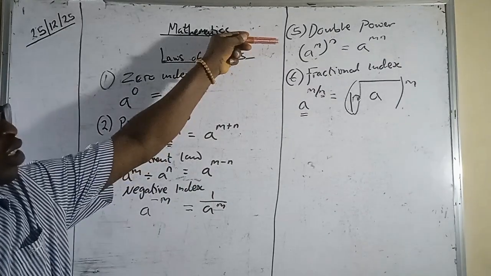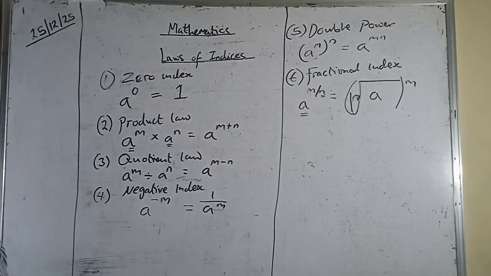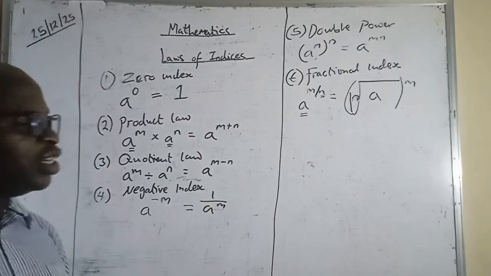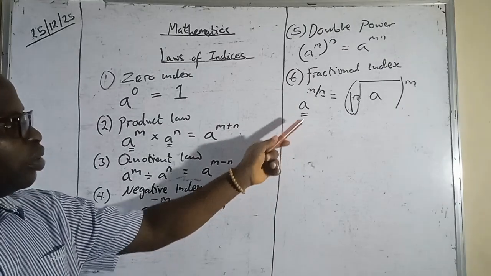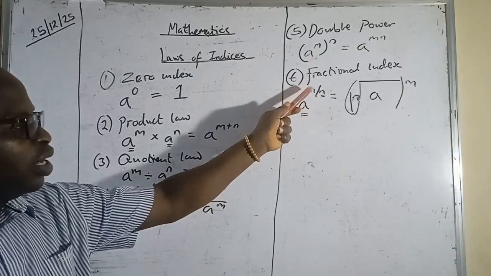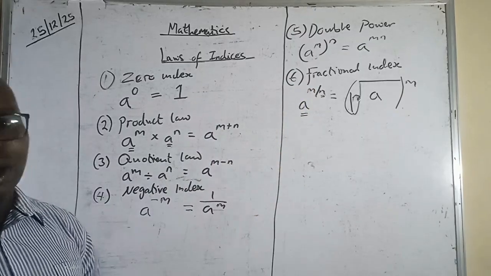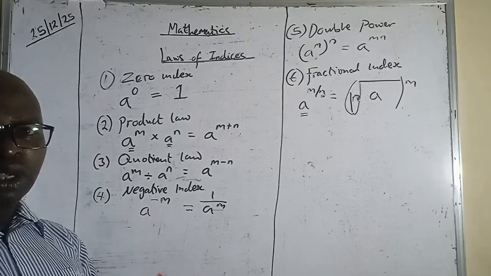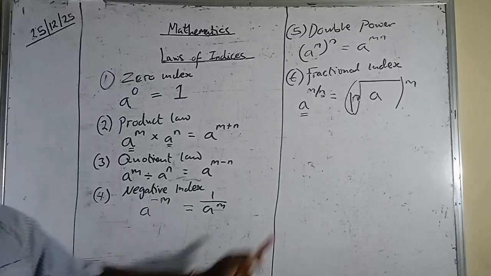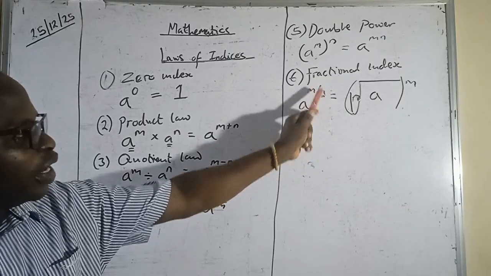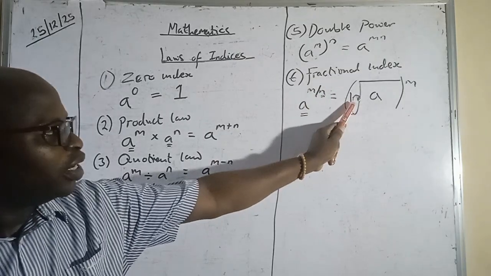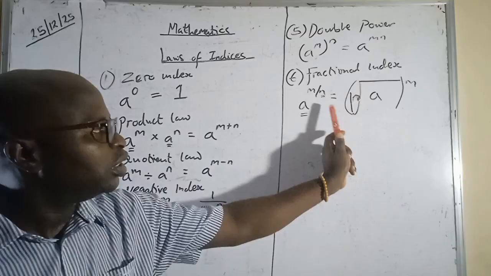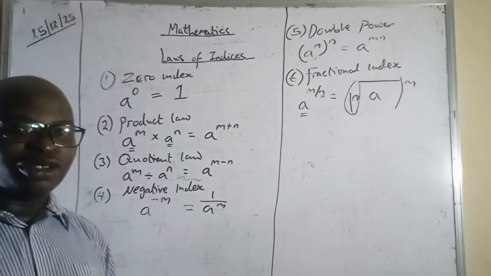After that is the double power. For the double power, you multiply the 2 powers. Then lastly, fractional index: when something is raised to a power that is a fraction, that tells you you are going to have a root. Whether it's going to be a cube root or a fourth root, what determines that root is the denominator of that fractional power. So you have n here, which is the denominator, then you have the number inside the root, then everything raised to power m.